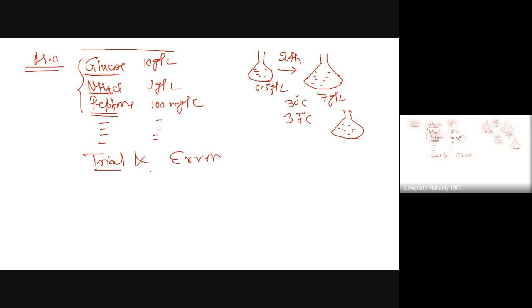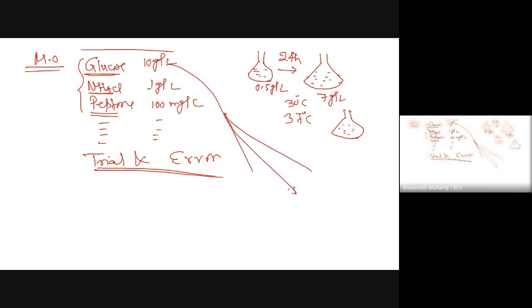Okay, I will try many things. For example, I'm keeping everything the same. I'm keeping ammonium chloride the same, peptone the same, temperature the same, but only changing glucose. So how will you do that? I'm changing glucose and doing multiple sets.